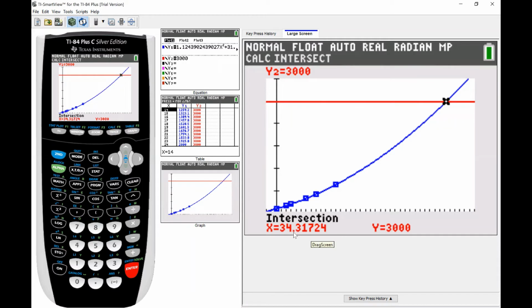It's 34.31, which is approximately 34 years. So in approximately 34 years, this account will have a value of 3,000 if this equation fits our data the way it says it does, right? So it should be a good measure of predictability. But obviously there are many factors that could go into this, but that's what you can write down.